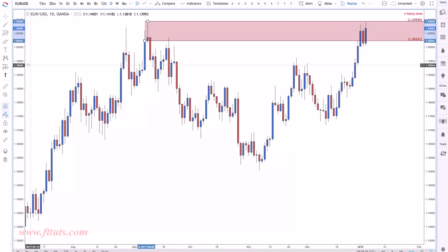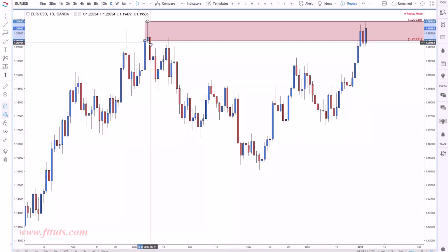Now I'm assuming that this is the top of the range. This is going to be the cheapest area, and this is going to be the most expensive area, right? So as price came in, what we're doing is looking for an entry. First of all, I've done my fundamental analysis, and I feel that this is potentially a cheap, bargain area where I want to be buying the US dollar.